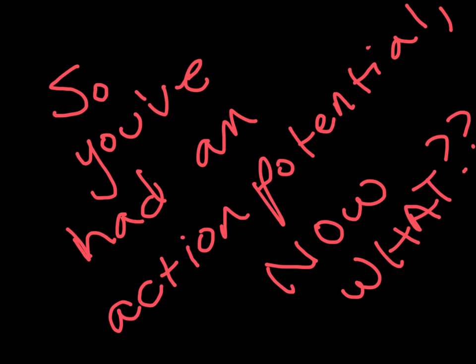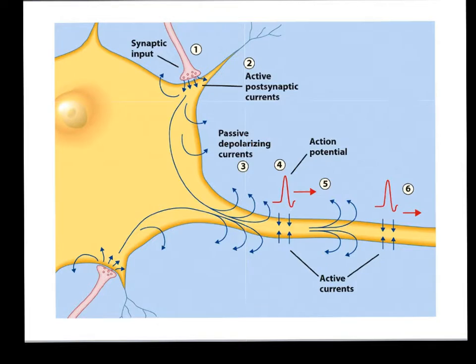Okay, so you've had an action potential. Now what? Well, let's go back and look at the electrotonic currents that we talked about earlier. And just for the sake of simplicity, we're going to keep it to talking about positive currents, although we will address negative currents at a later point in time. For right now, we just want to keep it simple.